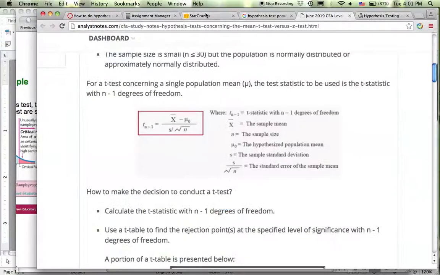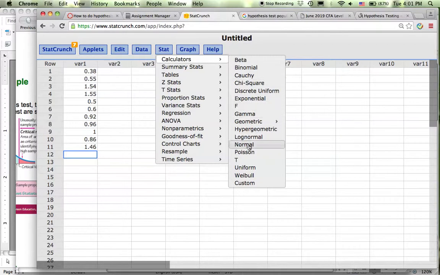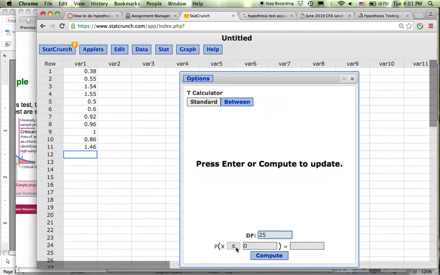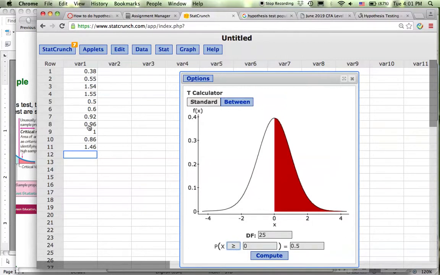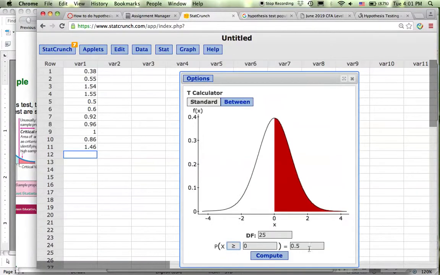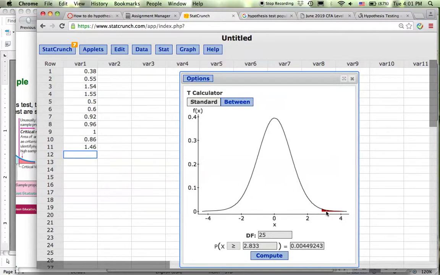So in StatCrunch, if you go to Stat, Calculators, this is the t-distribution. You want the degrees of freedom to be 25, and you want the right area, with the t-score to be 2.833, so x bigger than or equal to 2.833. If you compute that, this will show you the right area corresponding to the right tail test. That should be your answer if you round it to the decimal place you need.